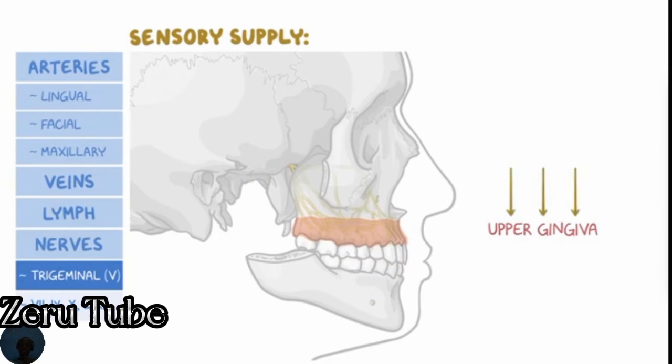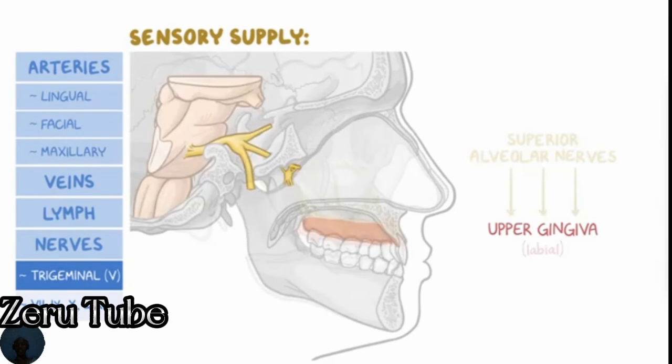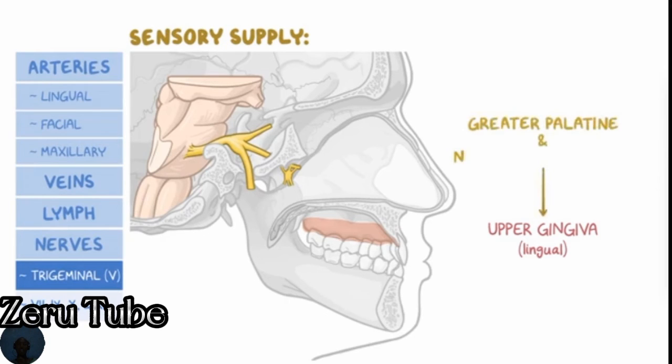The other is the gum, the gingiva. Upper gingiva and lower gingiva. The upper gingiva, the labial part, is supplied by the superior alveolar nerve, and the lingual part is supplied by the greater palatal and nasopalatal nerves. The upper gingiva has a lingual and a labial part. The lingual part is supplied by the greater palatal and nasopalatal nerves.